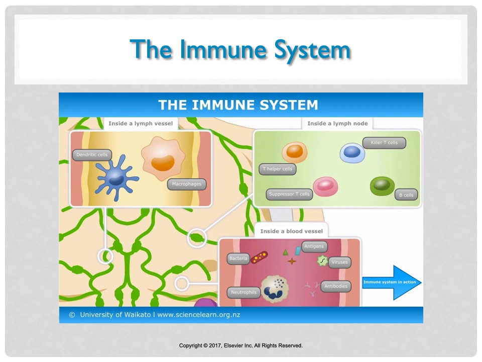Antibodies are released by plasma cells that are produced by B cells. The antibodies attach to the specific antigen that they were produced for, disabling and marking the pathogen for disposal. And that's when those macrophages come along and eat them up.